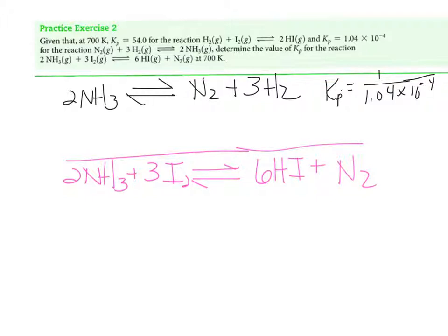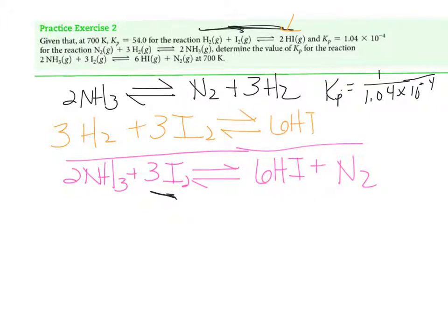Now, my other reactant here is 3I2. I have I2 over here, but not 3, so I'm going to rewrite this, but multiply it by 3. 3H2 plus 3I2 in equilibrium with 3 times 2 here would be 6HI. The K for this reaction was 54.0, so the K for when it's multiplied by 2 is going to be 54.0. I multiplied it by 2, so I'm going to take it to the second power.